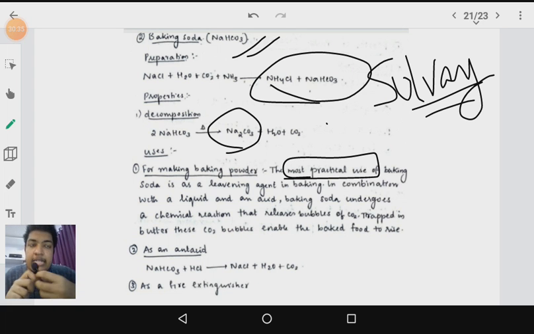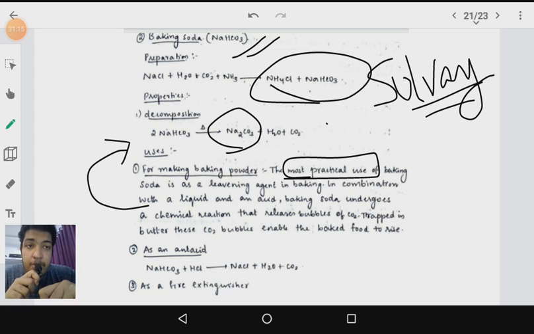Now what happens is that when we are making the baking powder, this baking soda will undergo decomposition and it will release carbon dioxide. This carbon dioxide will come out from this cake or bread in the form of bubbles, and due to the evolution of these bubbles, the cake dough or the bread dough becomes extremely soft and fluffy. So that is responsible for the fluffy nature of the cakes or the bread. So that is why it is used for making baking powder. So that is explained by this particular decomposition equation.